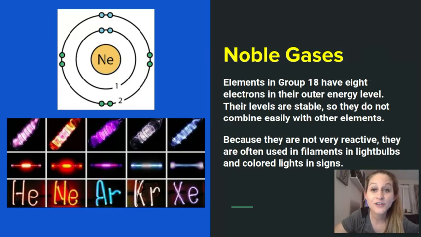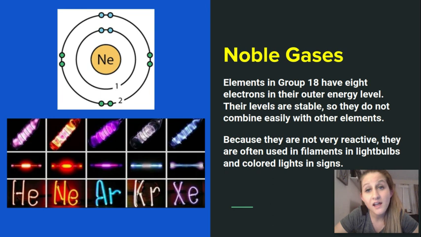Elements in group 18 have 8 electrons in their outer energy level. These are the noble gases. If you look at our Bohr model of neon, you'll notice that it is all filled up, right? We know that energy level 1 can have up to 2 electrons, which it has, and energy level 2 can have up to 8, which it also has. It's all filled up. You can't fit any other electrons in there. So this element is stable. That's great. That's the goal. We want our elements to be stable, to be all filled up with electrons.